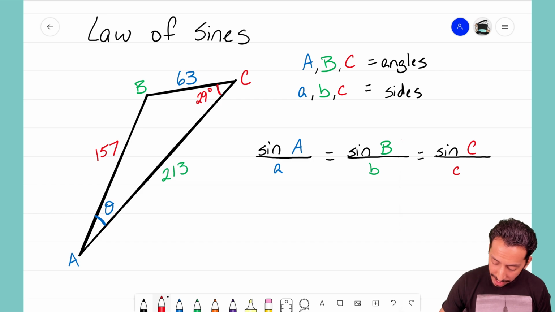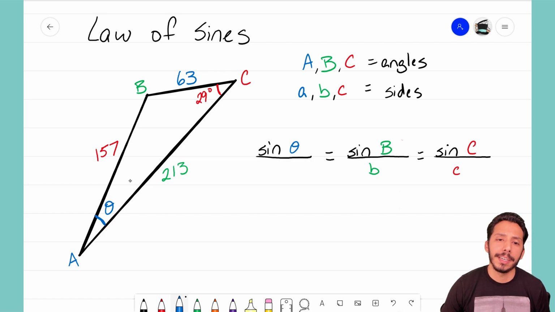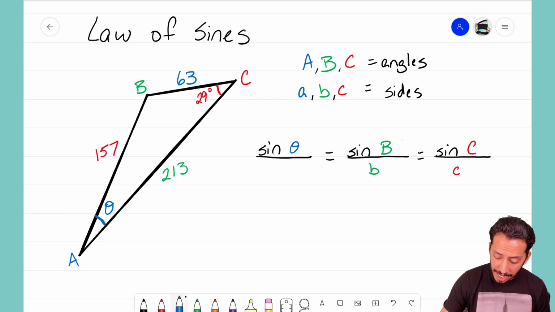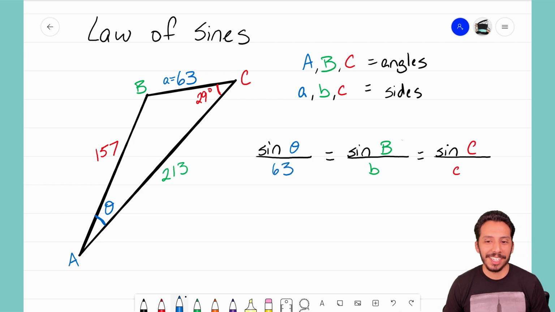So I see here that angle A is represented by theta, so I'm going to switch that out to be sine of theta. Now little a, remember, is the opposite side from angle A. So that would be this side over here, which is 63. That is what little a equals. Remember, the lowercase letter and the capital letter are the side and angle that are opposite from one another. So if I'm using angle A here as theta, underneath it, I'm going to write 63.